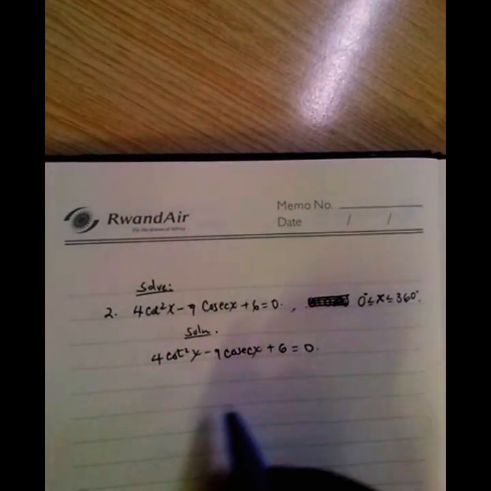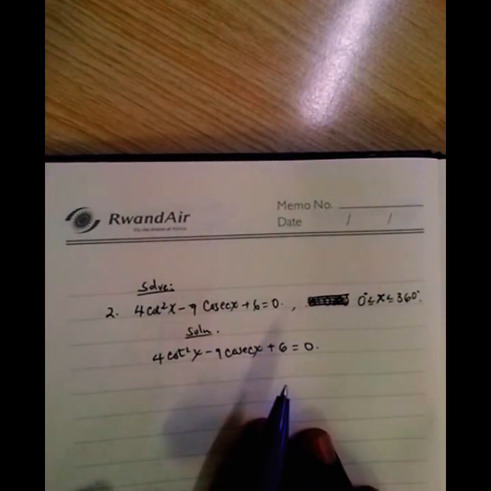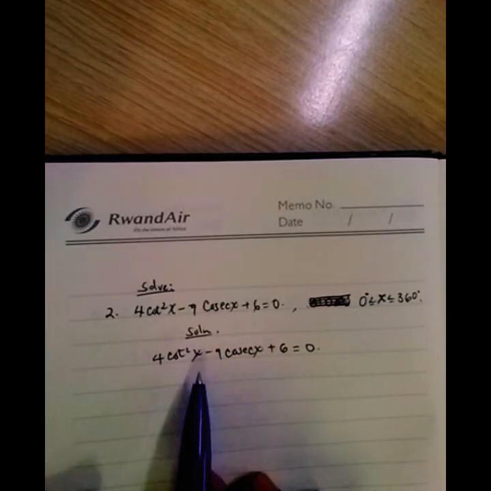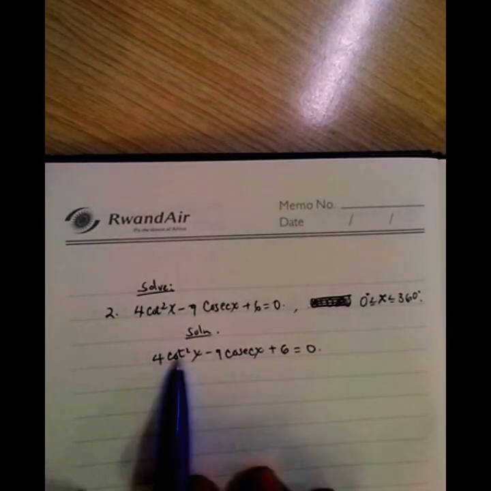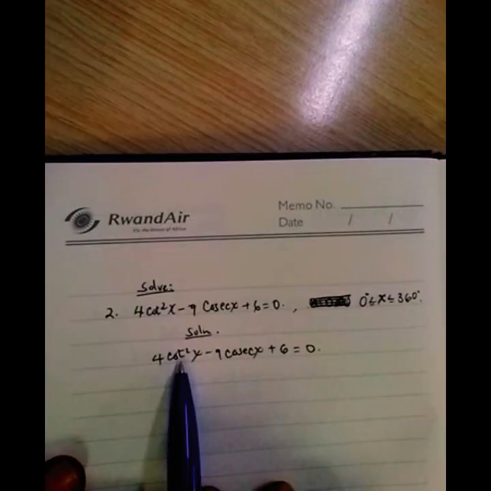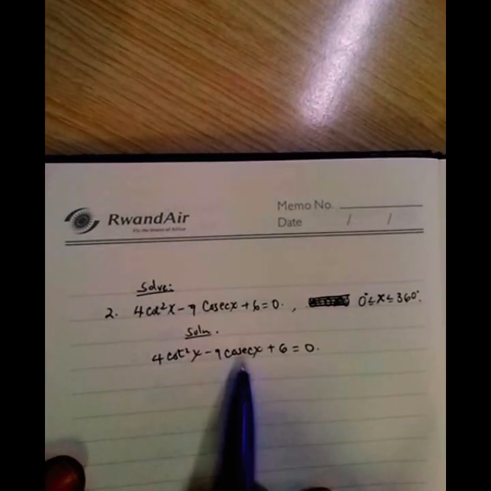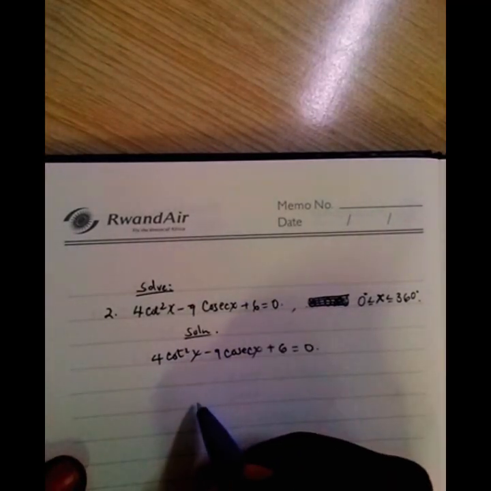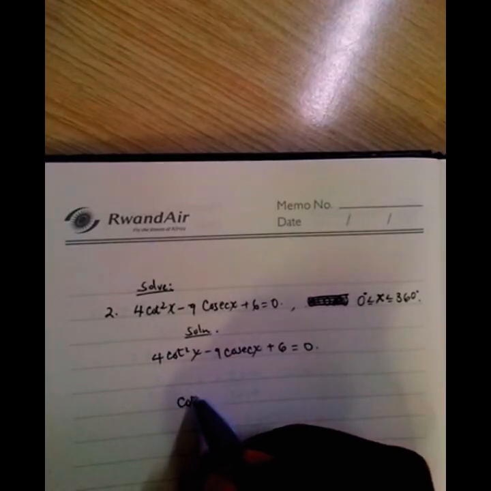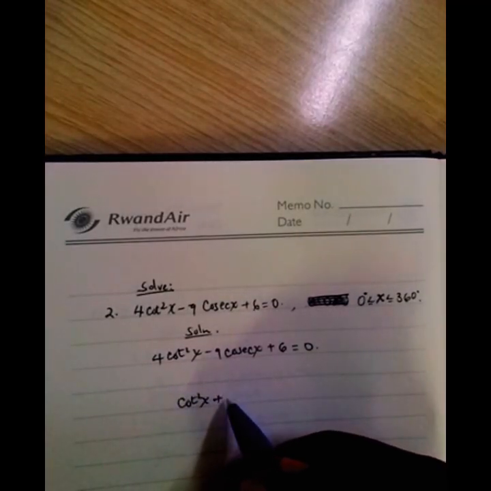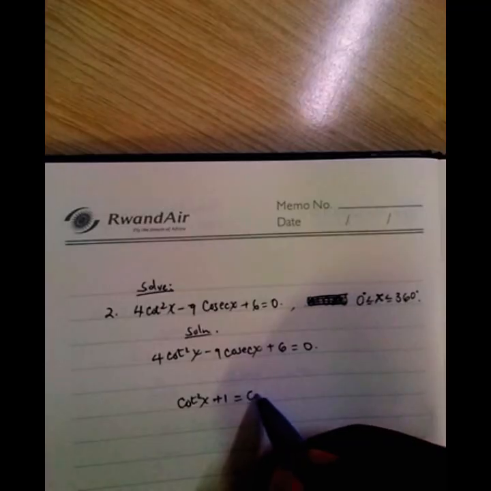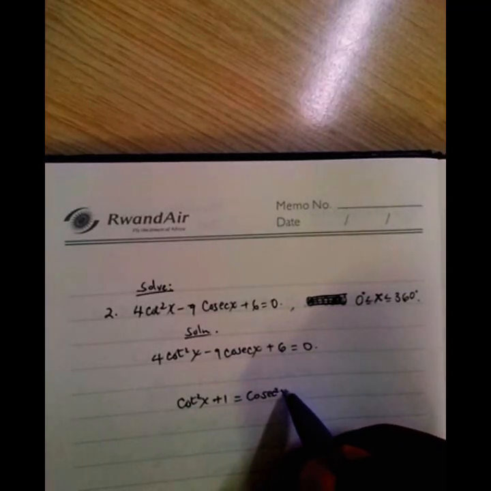In a similar way, we have question 2, which is in that form. So the first thing for us is to inspect the equation, and we see that there's an equation that relates cot and cosec, and that equation is in this form. It is cot squared of x plus 1 equals cosec squared x.